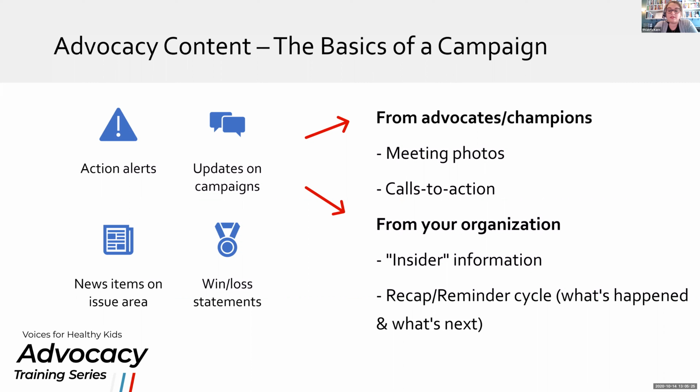The second one is news items on issue areas. So this might be a local news article that a measure is going to be coming to a vote at the city council, or it's an op-ed from a champion of an issue in Congress. Big or small, supportive or informative content around the issues you're working on in advocacy is always good to share.